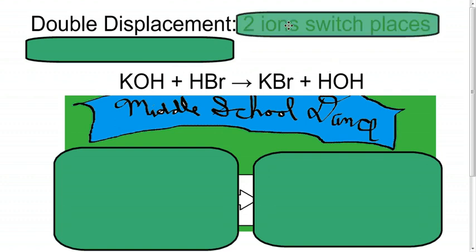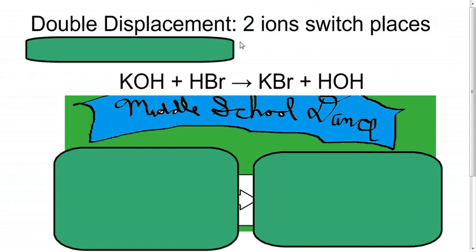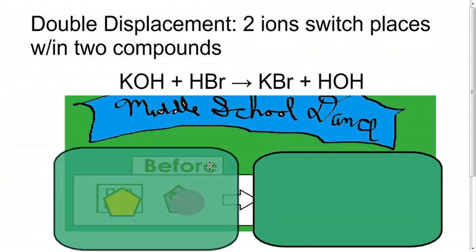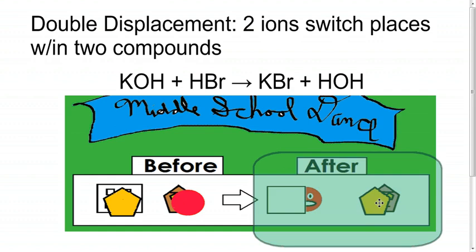So, double displacement was 2 ions switch places within 2 compounds. The ions that are switching are the K and the H, or the OH and the Br. Alright? And at a middle school dance, that's like 2 different couples trading partners.